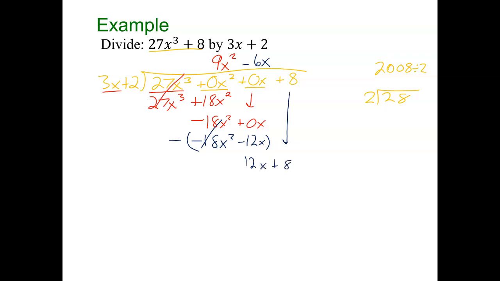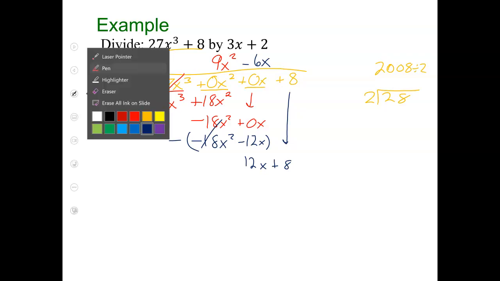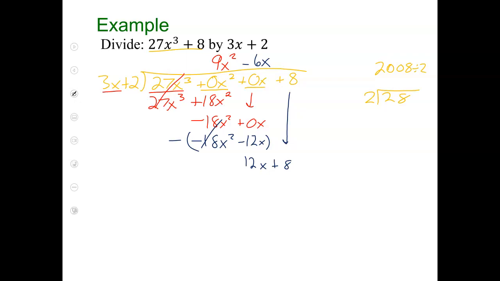And we do it one last time. 12x divided by 3x. Multiply. Subtract. No remainder. So our quotient is 9x squared minus 6x plus 4.